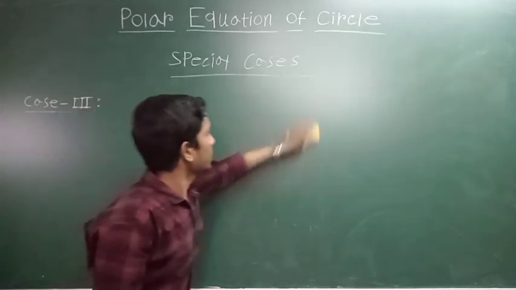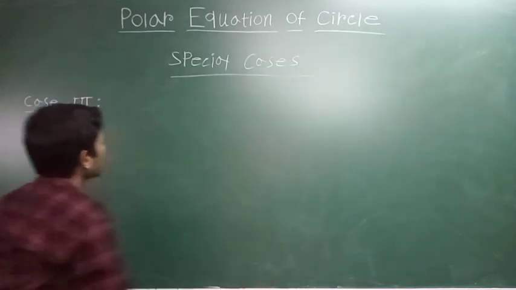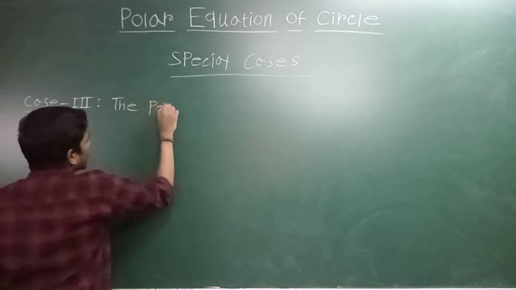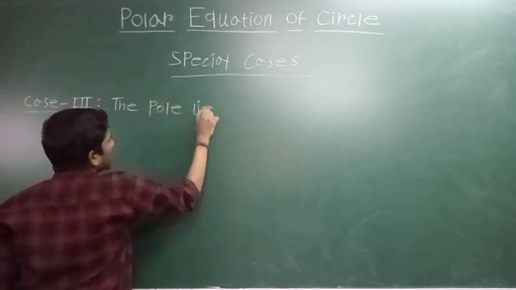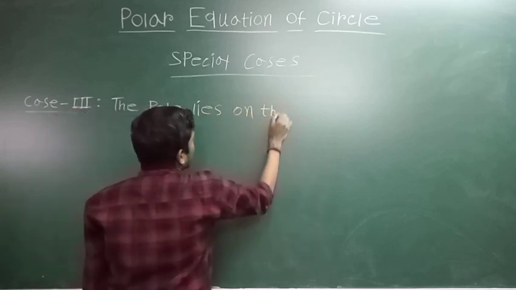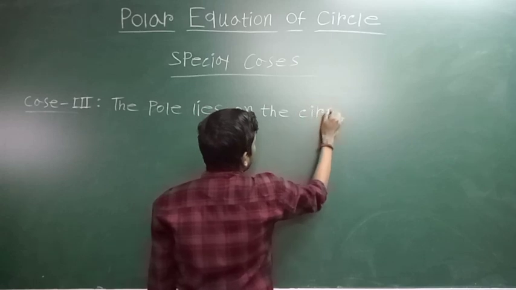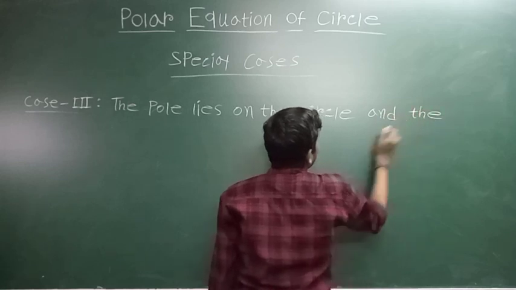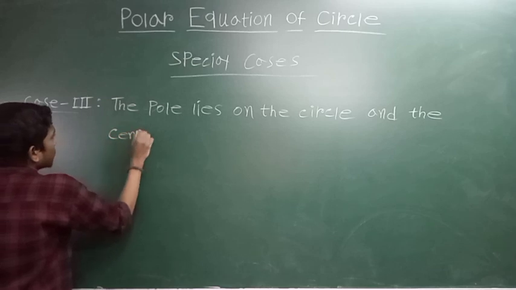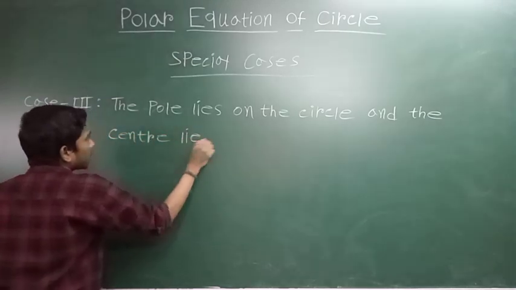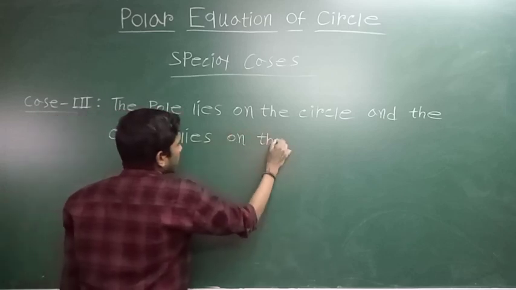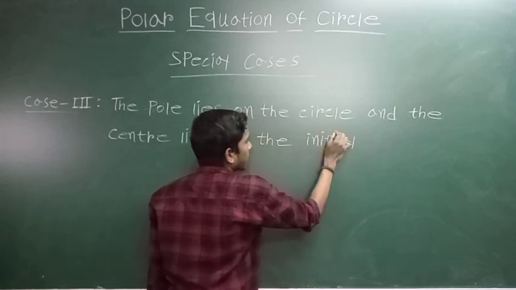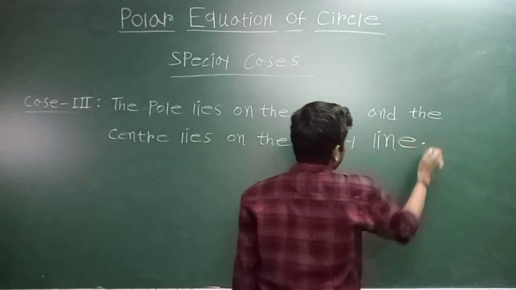Case 3. The pole lies on the circle and the center lies on the initial line.